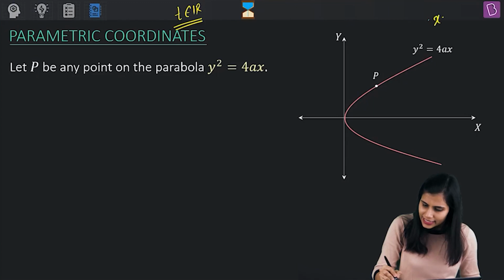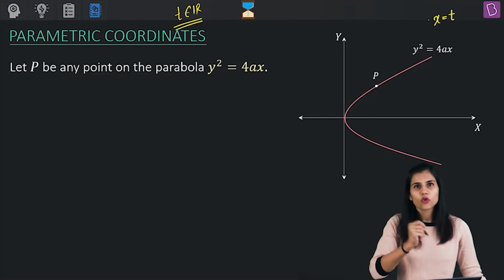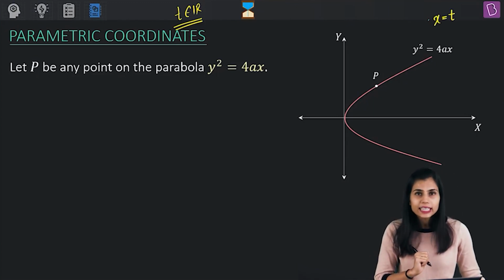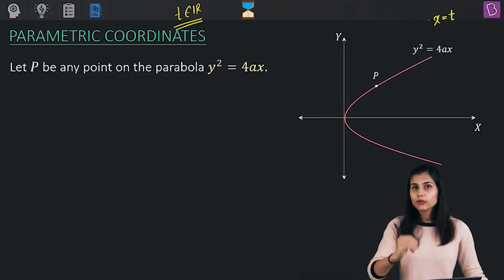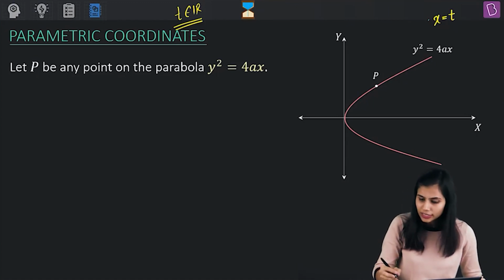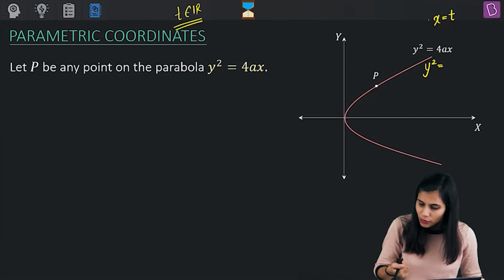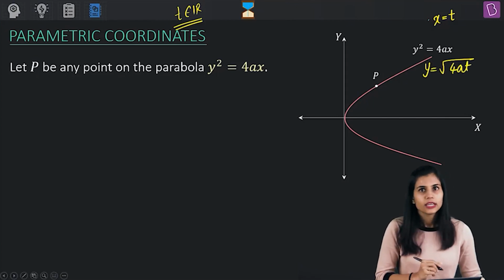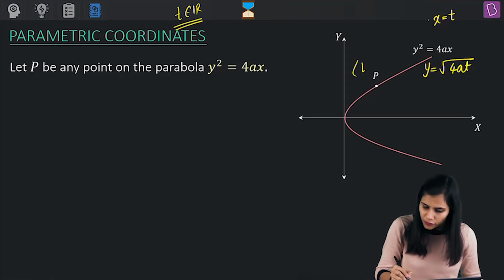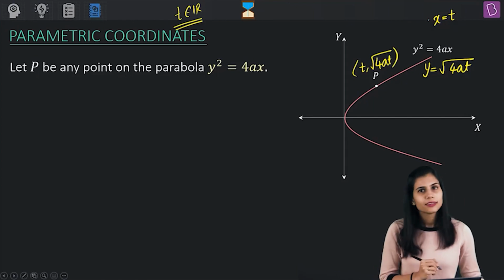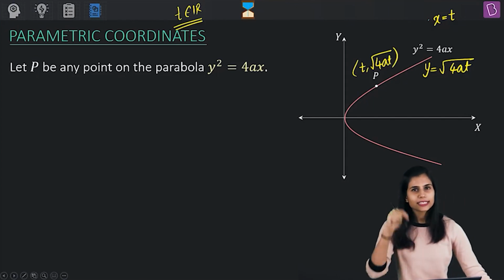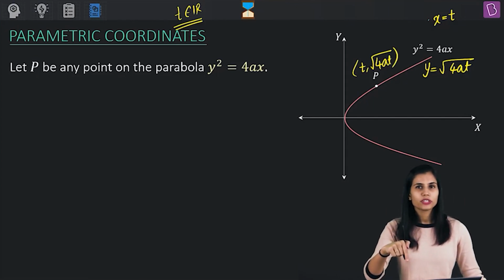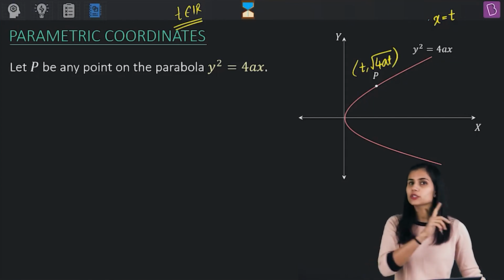Suppose I take the x coordinate of P as t. Then because P is lying on the parabola, it will satisfy the equation of the parabola, and hence the y coordinate will come out to be what? Under root 4at. So, the parametric coordinates of P will be t comma under root 4at. But you know what? I will not finalize this to be the parametric coordinates of point P because there are certain issues associated with this.